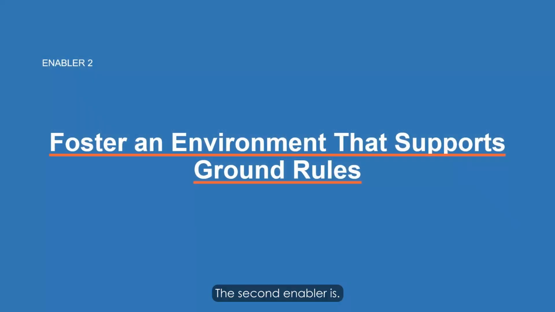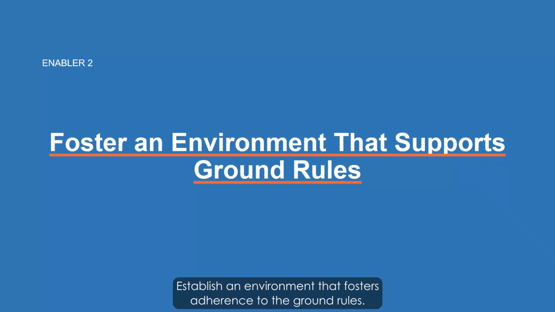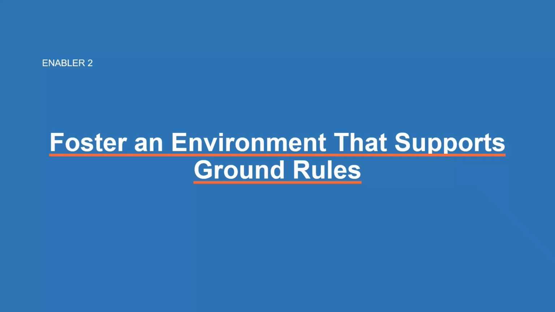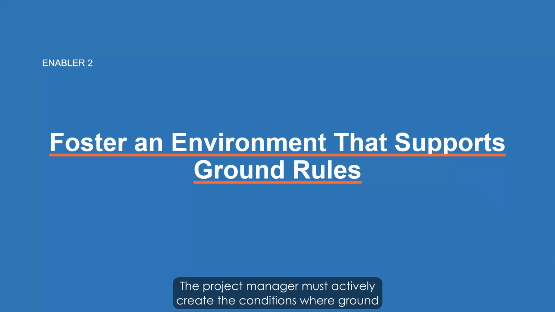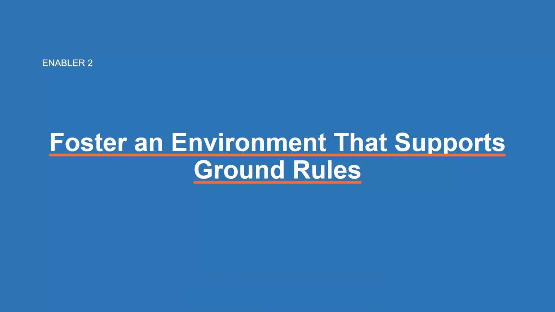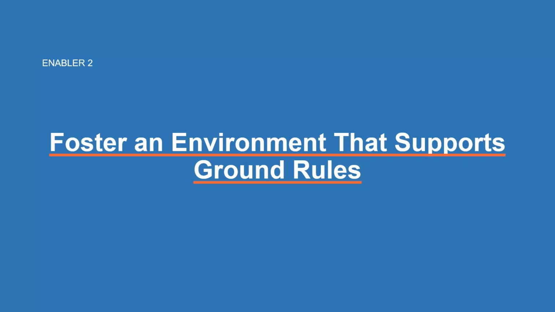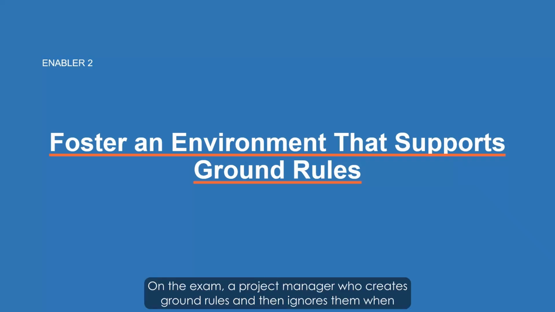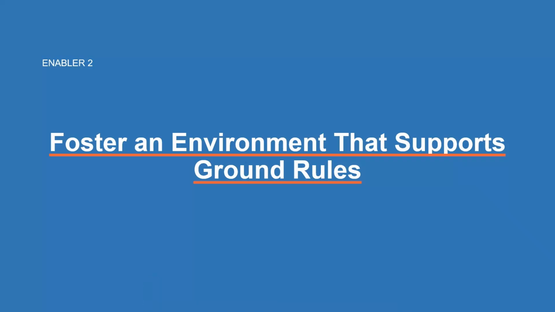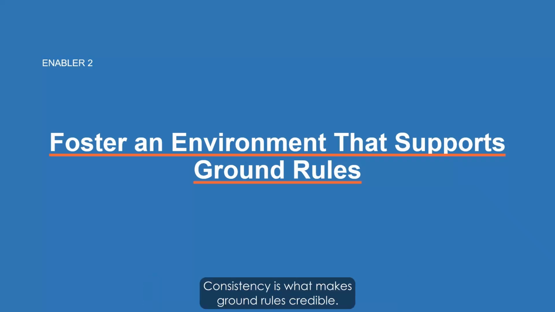The second enabler is establish an environment that fosters adherence to the ground rules. Writing rules down is not the same as living by them. The project manager must actively create the conditions where ground rules become real team behavior. This means modeling the rules personally. The PM follows them first. It means reinforcing them through consistent communication. It means making them visible, not buried in a document no one reads. On the exam, a project manager who creates ground rules and then ignores them when convenient is the wrong answer every time. Consistency is what makes ground rules credible.